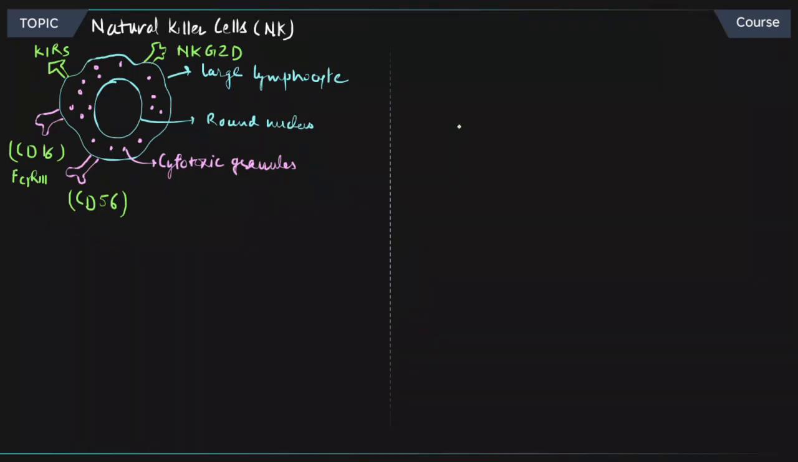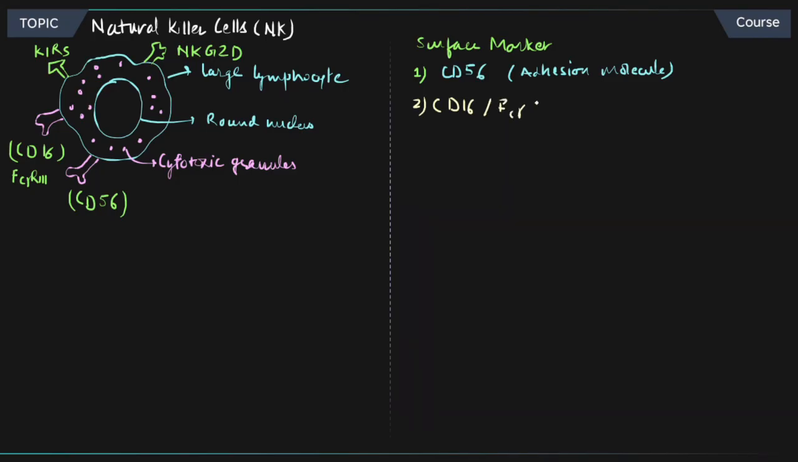Now let's understand what these receptors are. So we'll start with these surface receptors or markers. Let me write it down. The first one is CD56. CD56 molecule, also known as cluster of differentiation 56, is required for adhesion by the NK cells because it needs to attach. Next one is CD16, and as I told you, this is Fc gamma R3.